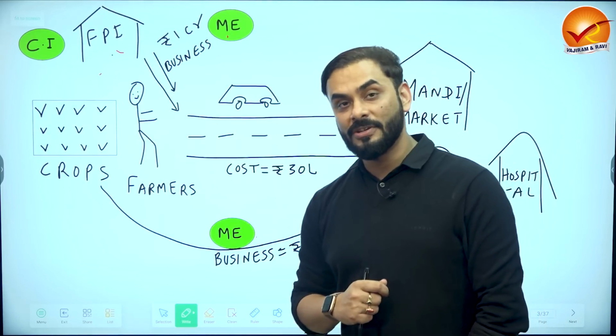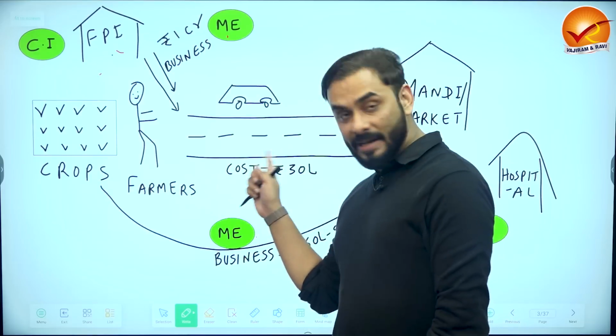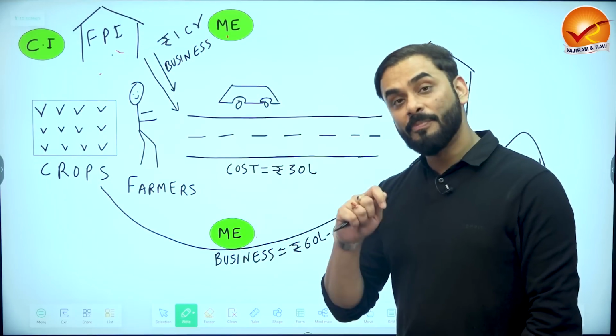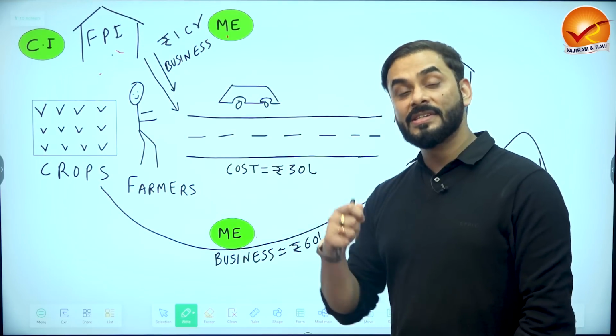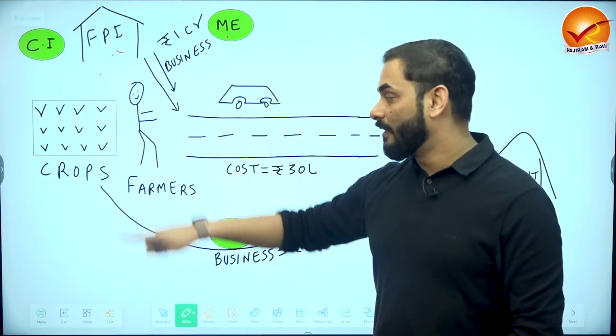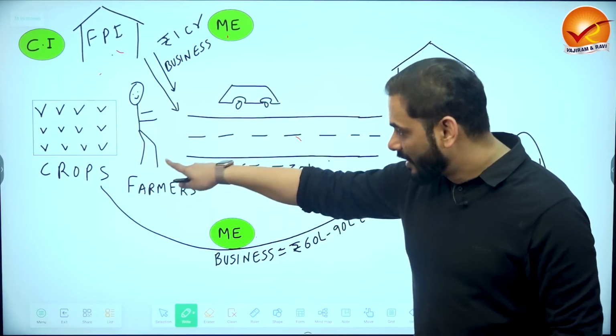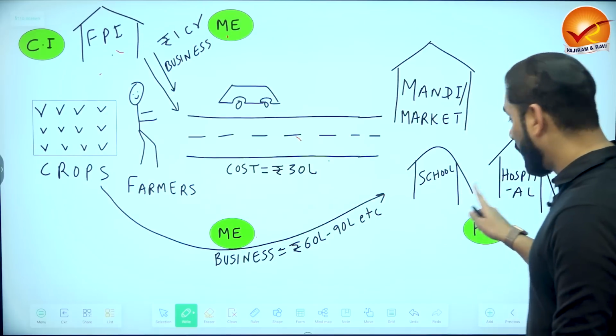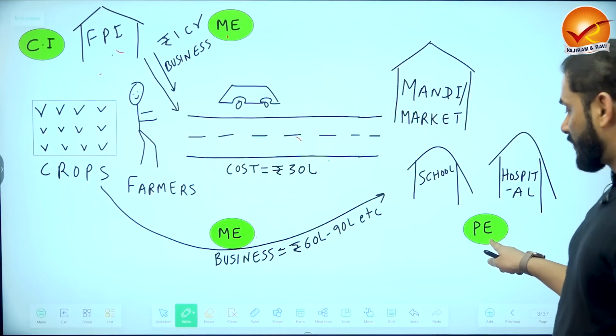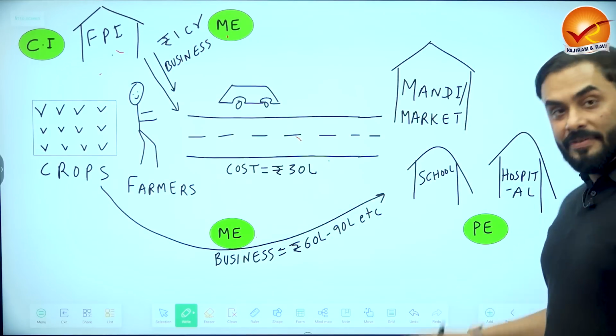What is the meaning of positive externality? You created a road and the positive effect of road is helping somebody else. For example, this road was created for farmer and industry, but even kids can use this road for better education, health, etc. This is called as positive externality.